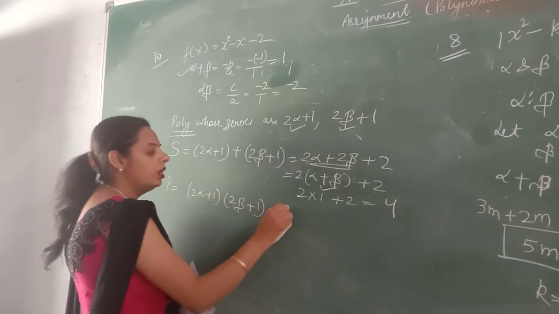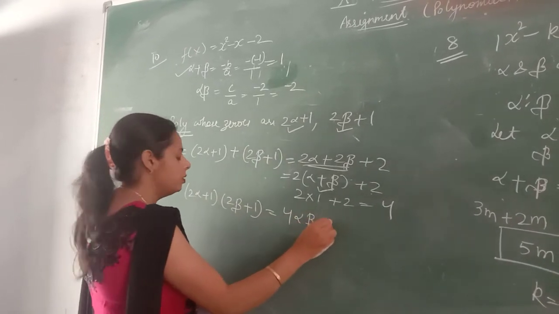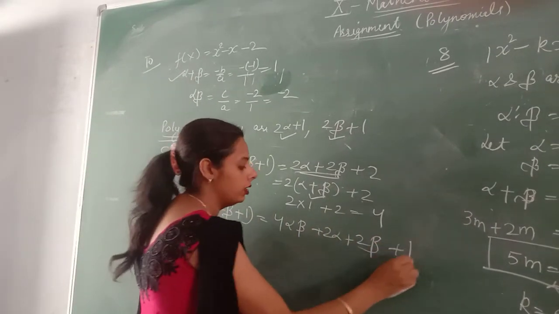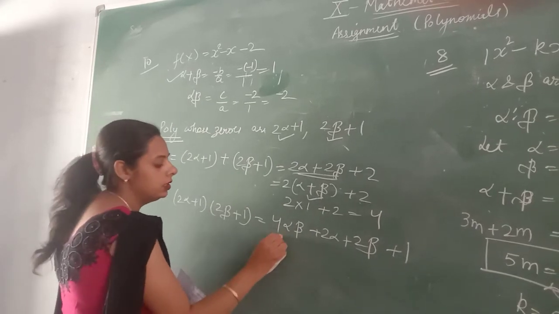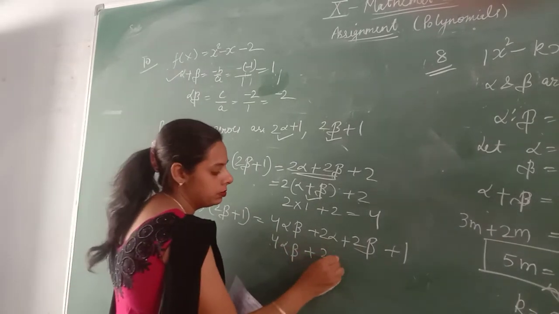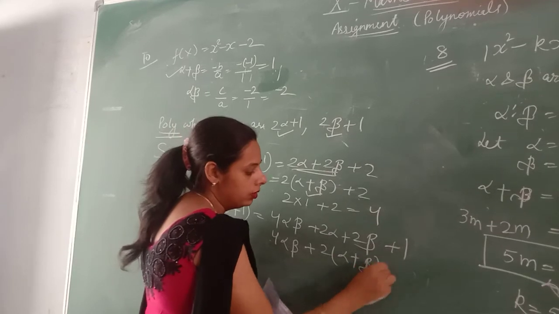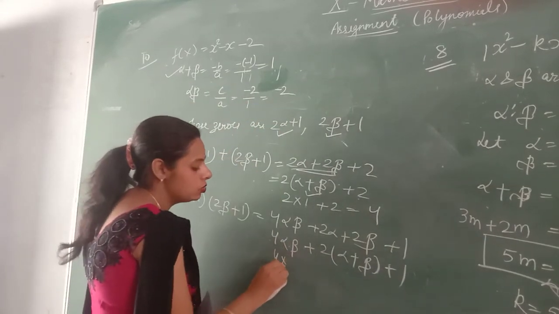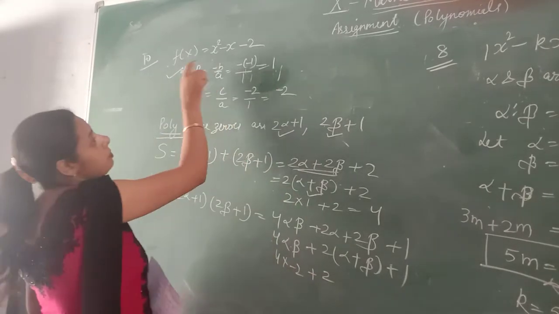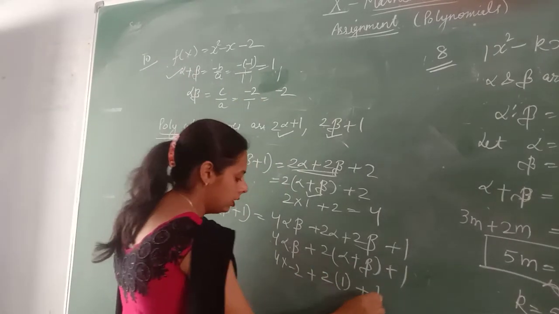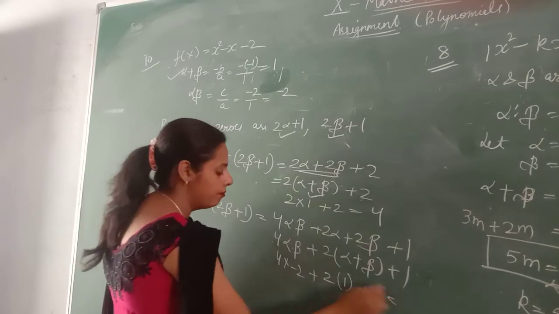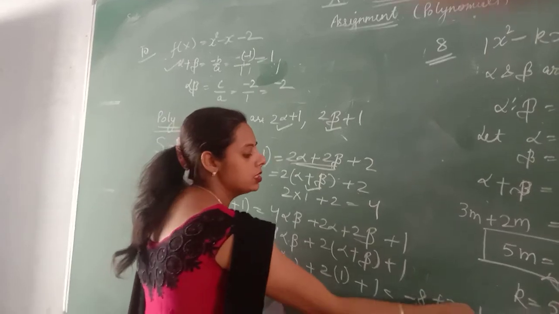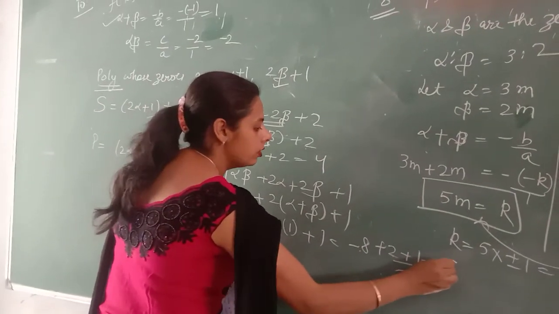Multiply these two terms, you will have 4 alpha beta plus 2 alpha plus 2 beta, and 1 multiplied by 1, that is 1. Okay, put the values of alpha into beta and alpha plus beta. What is the value of alpha into beta? The value of alpha into beta is minus 2 and the value of alpha plus beta is 1. On solving these terms, you will have minus 8 plus 2 plus 1. Minus 8 plus 3, it will be minus 5.